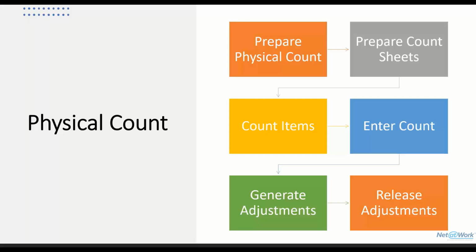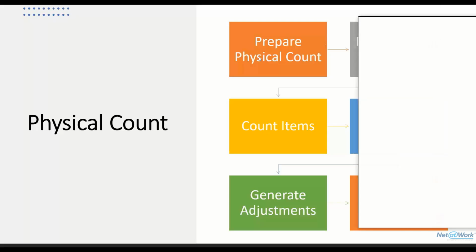Okay, so as long as the physical count and the items that you're counting are frozen, then you can't do anything. Now, that's not going to prevent anybody from entering a sales order or entering a purchase order, but you're not going to be able to do any shipping or receiving. Okay, so now let's walk through an actual count in Acumatica.